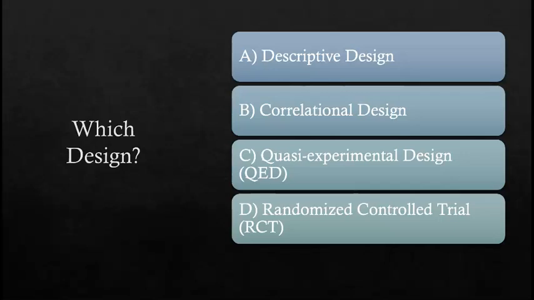Which design is described? A. Descriptive design, B. Correlational design, C. Quasi-experimental design or QED, or D. Randomized controlled trial or RCT.